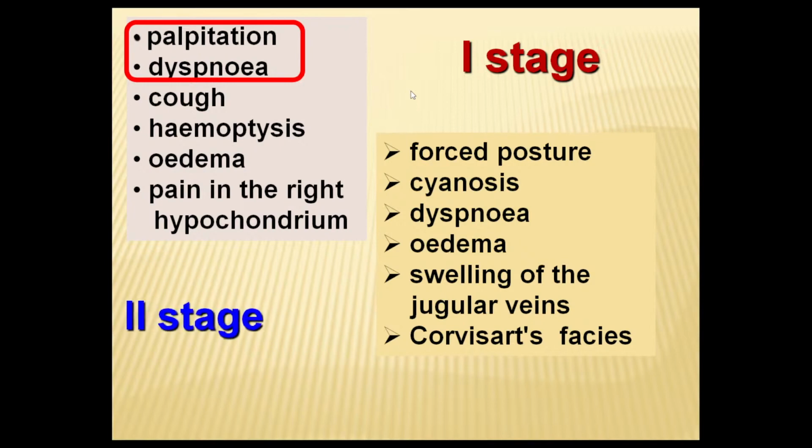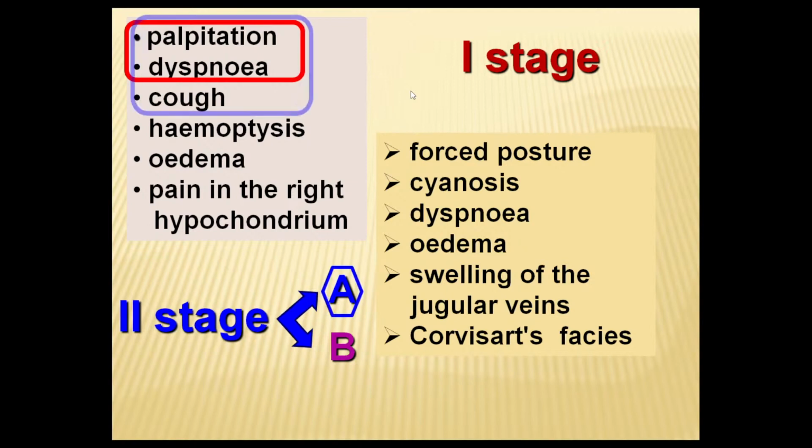Second stage, subcompensated, becomes visible. And I'll again remind you, it is divided into two groups, second A and second B. Second A stage: congestion of blood in only one circulation, for example, the lesser circulation.